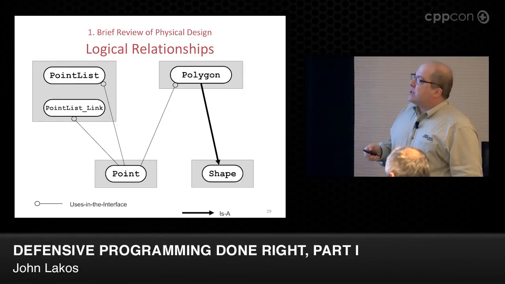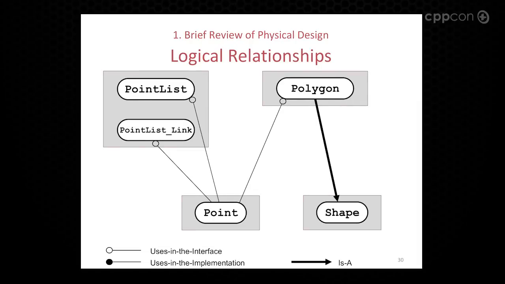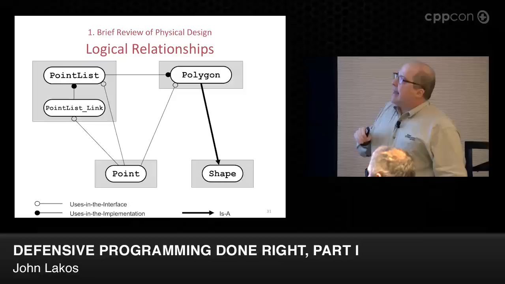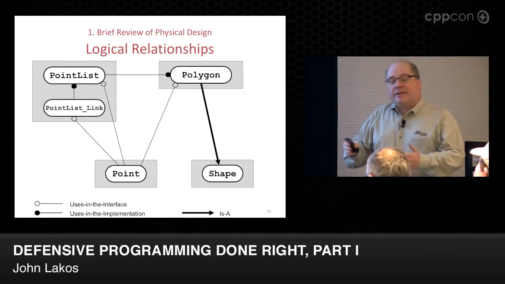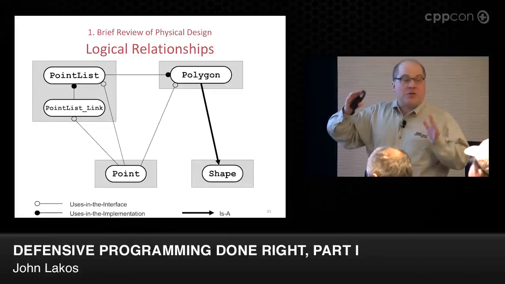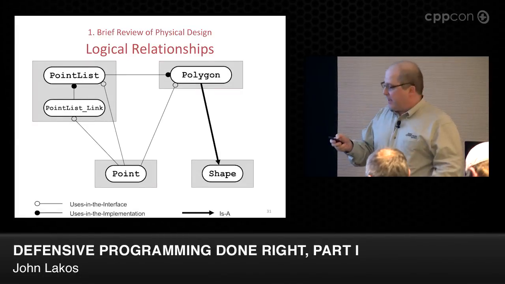Then we talk about uses in the implementation, and uses in the implementation means it's used in some substantive way, but it's not visible programmatically in the interface. If you look at this, a polygon might be implemented in terms of a linked list, and a point list might be implemented in terms of a point list link. And it turns out that the one that's inside the component doesn't have any substantial effect, and the reason for that is those two classes are already co-located, so there's no physical implication.